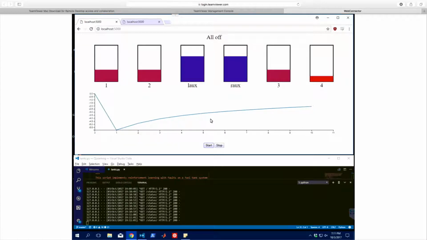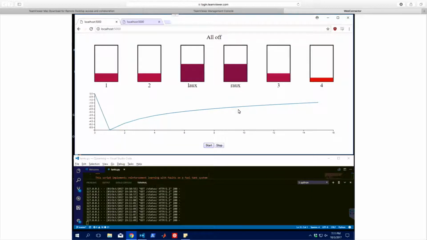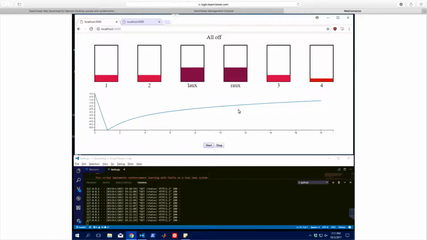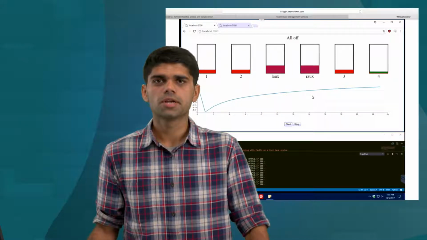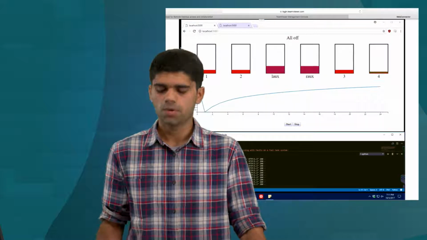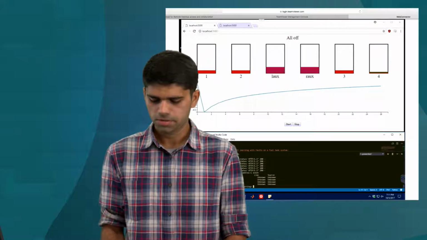You can see that other tanks are also emptying, and the imbalance as they empty out is approaching 0, but it's not approaching 0 fast enough. And that is what we want to avoid. We want to increase the speed at which the system recovers from a fault. So we're going to run this system again, but now we're going to use the AI that I introduced before.